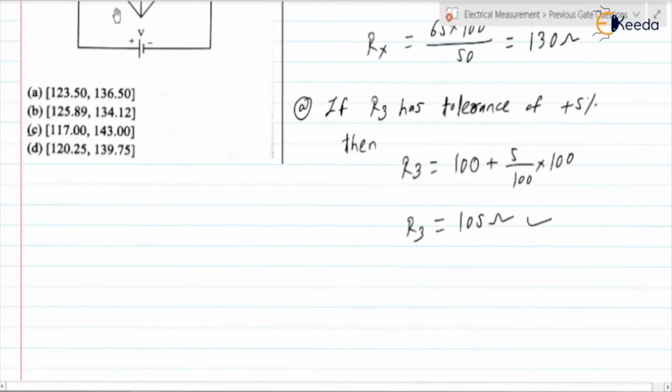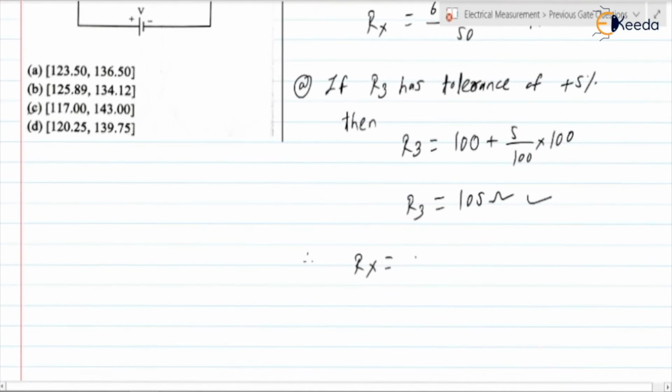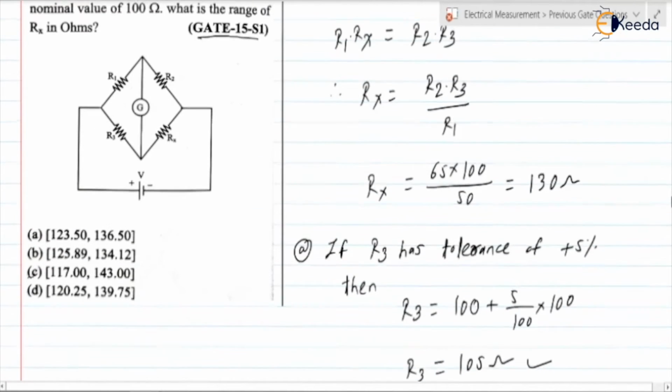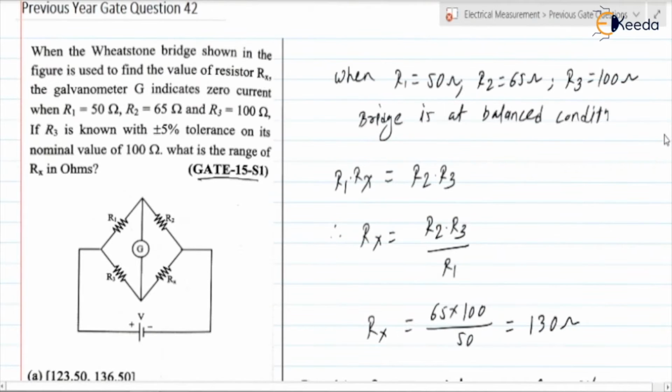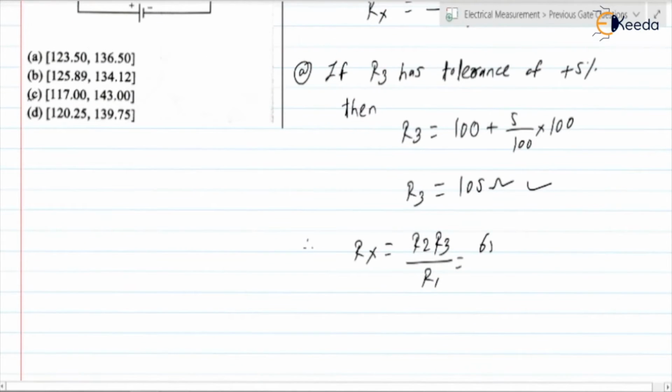So if R3 is 105, we can write Rx. Therefore Rx is equal to R2 into R3 divided by R1. What is R2? R2 is fixed, 65. R1 is 50. So it is 65 into 105 divided by 50, which is 136.5. This is when R3 has a tolerance of plus 5%.